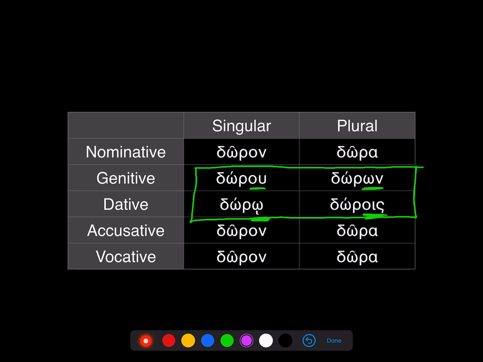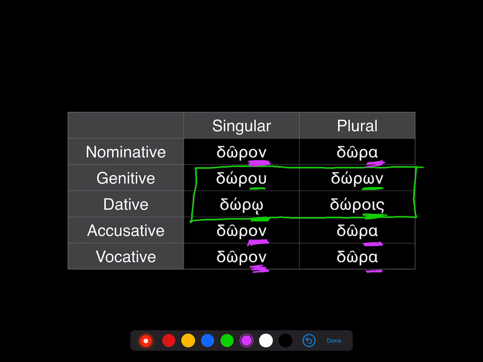But the accusative singular, on, which looks like the masculine and feminines we saw before, is also there in the nominative singular and the vocative singular. All three of those look just alike. Okay? And in the plural, the nominative and accusative and vocative also look just alike. They end in this short alpha.